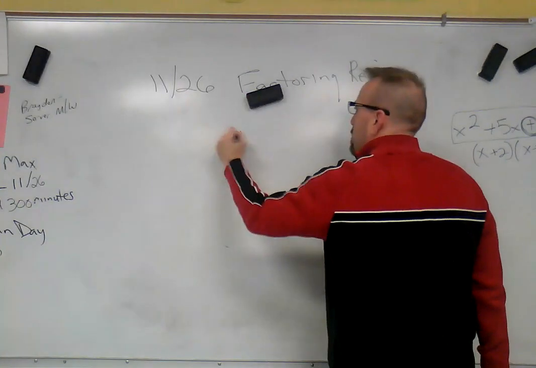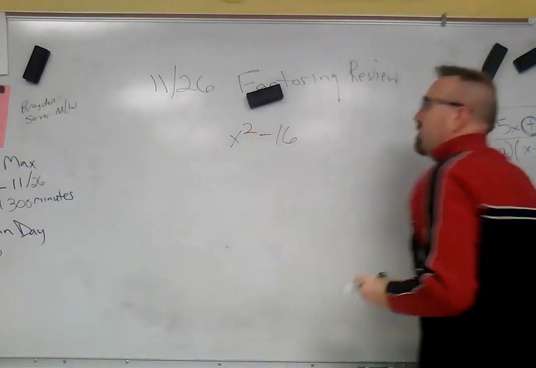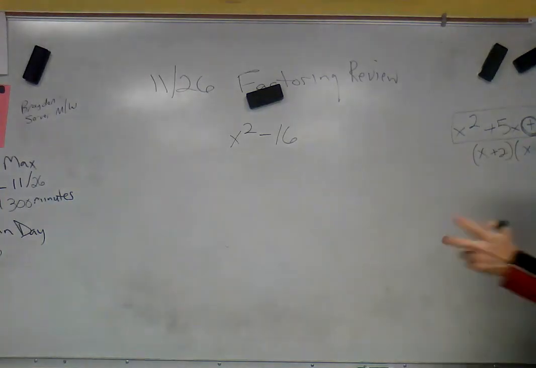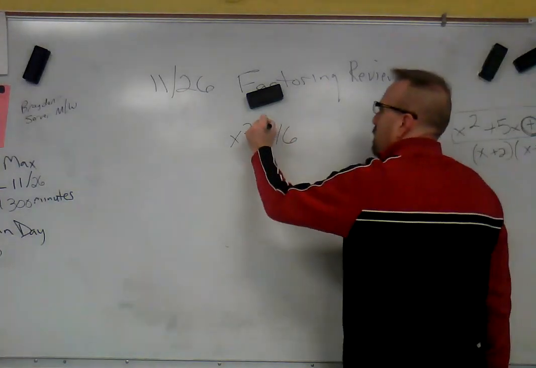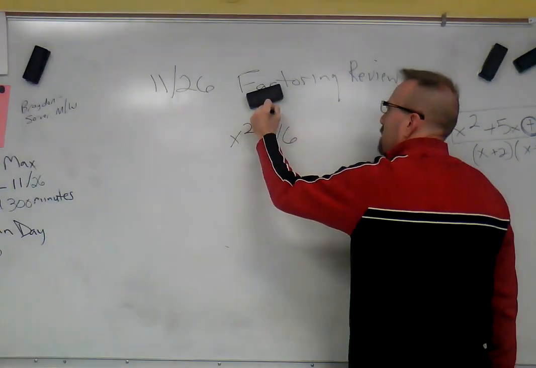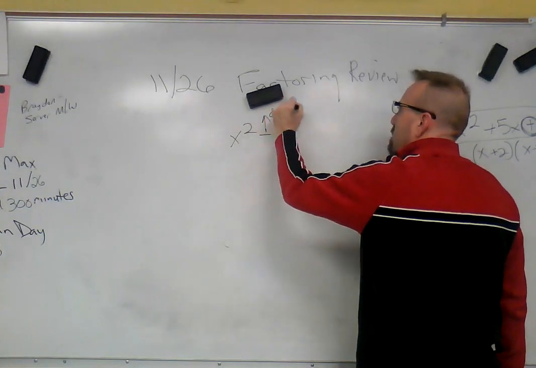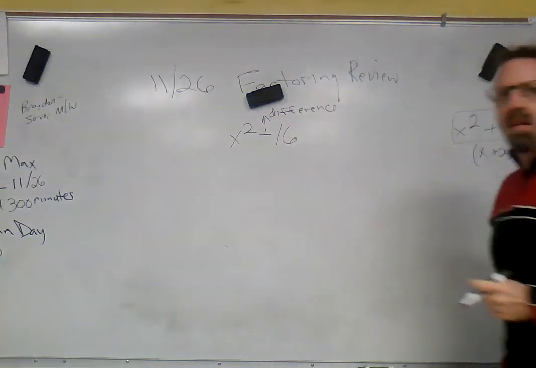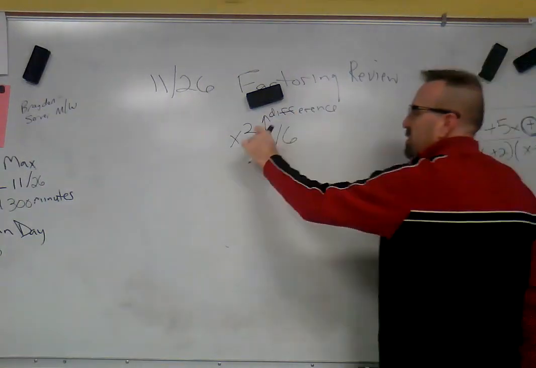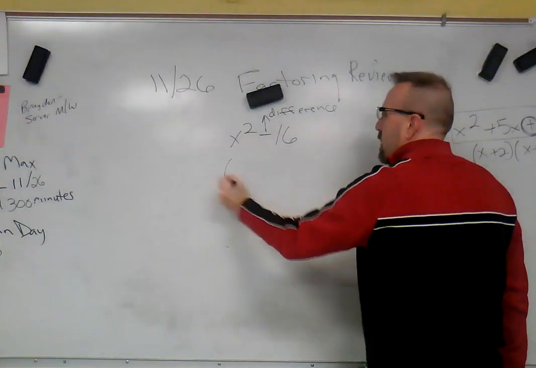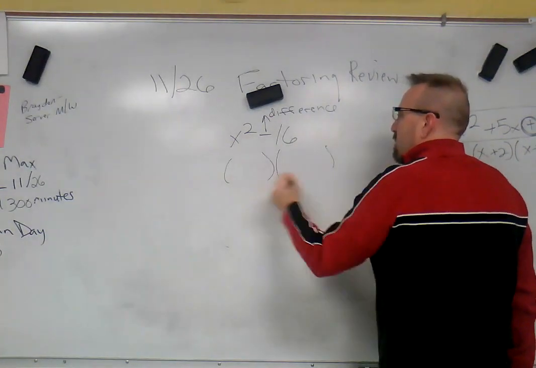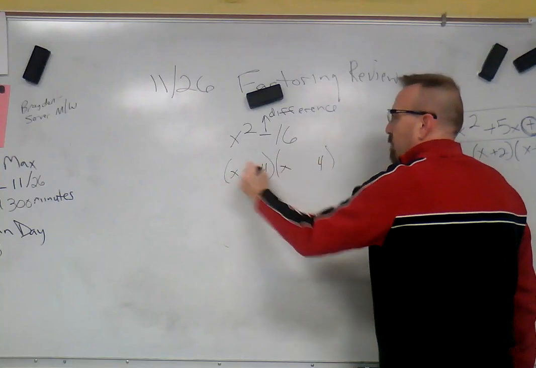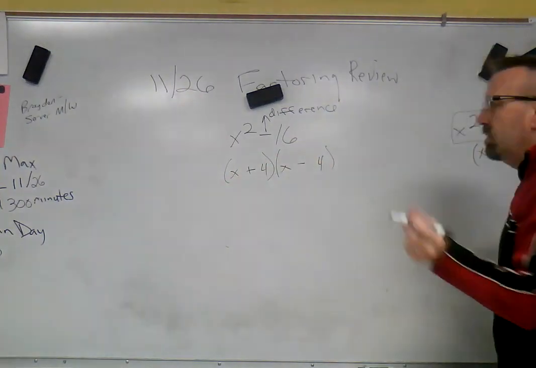All right. x squared minus 16. We only have 2 terms. But what's the answer we get when we subtract called? The answer when we subtract is the difference, so difference of squares. x and 4, one of them is plus, one of them is minus.